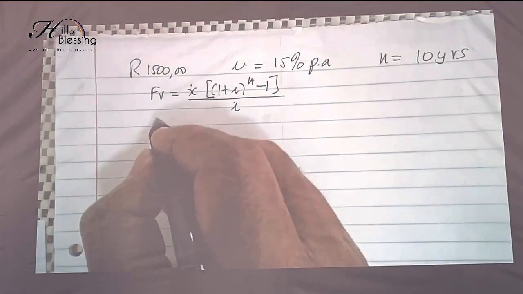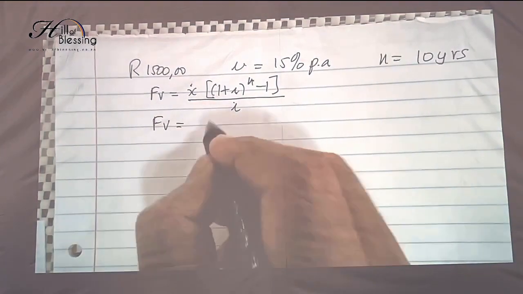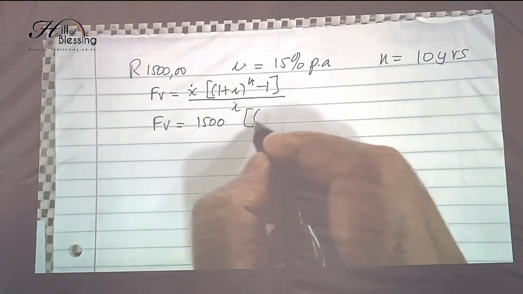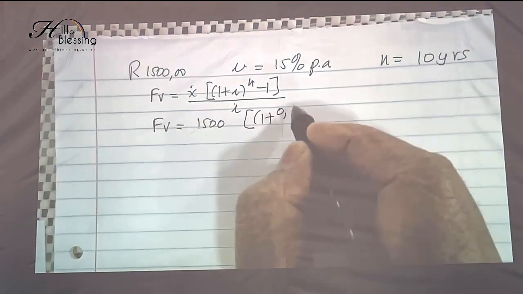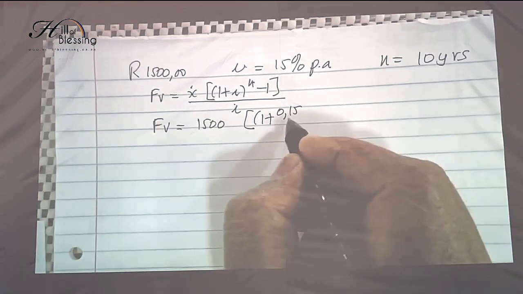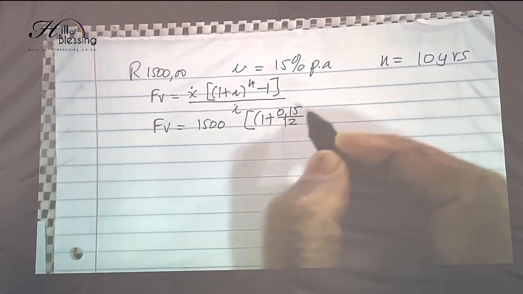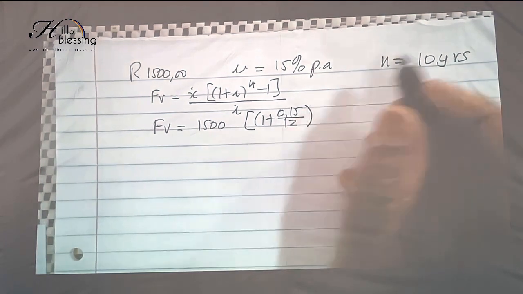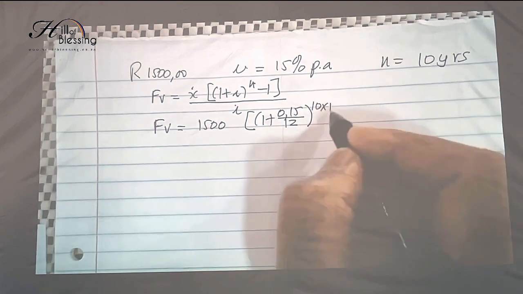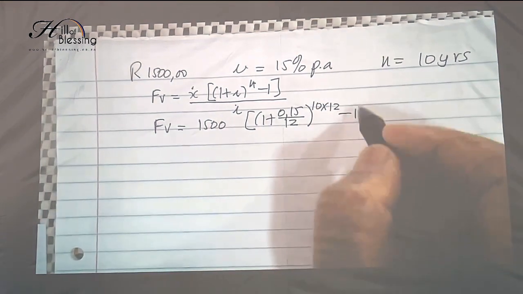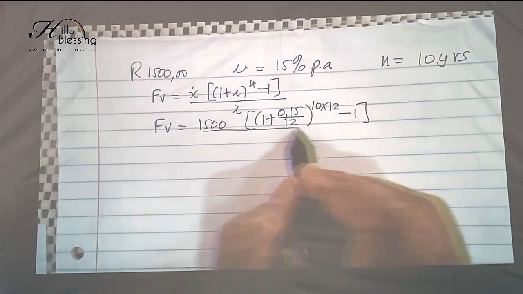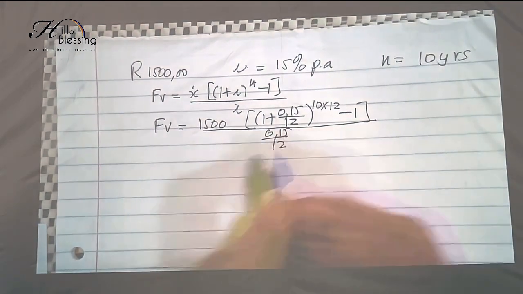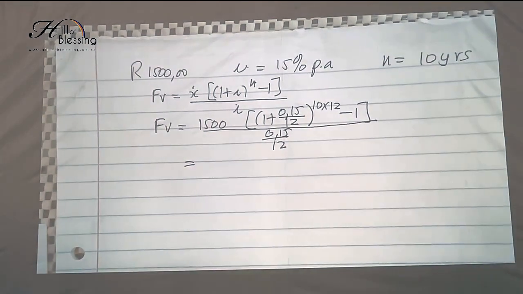So in our example, it's going to be future value. You are putting in 1,500 into 1 plus the interest rate is 0.15, 15%, and you're paying it every month, divide by 12, right? And this here is going to be 10 times 12, right? Minus 1. All divided by 0.15 over 12. Can you work that out for me, please?